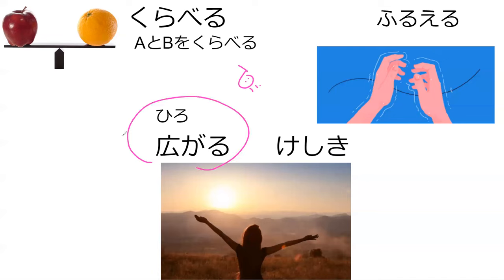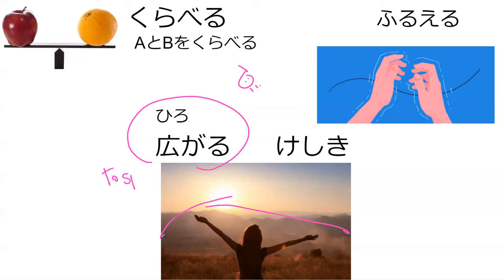Next is this word. Hirogaru. There you go. These ude, these arms, this human being's arms are doing hirogaru. So it's like just opening up your arms. Specifically, it means to spread wide. I can't spell anymore. To spread wide, that's what it kind of means.